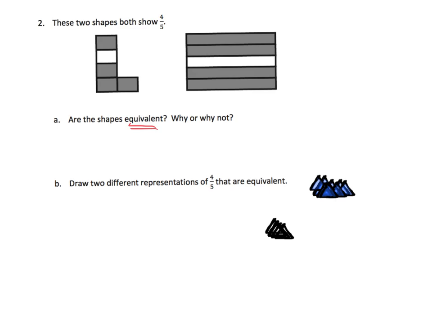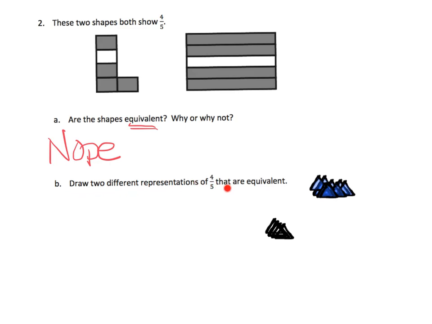And the answer is, nope, no way, because we're not talking about the same sizes. These fifths are small, squatty, kind of almost square-like, and these fifths are big old long, skinny rectangles. So they are not equivalent because they're not the same size. Yes, they're both 4/5, but they're not equivalent because they're not the same size.